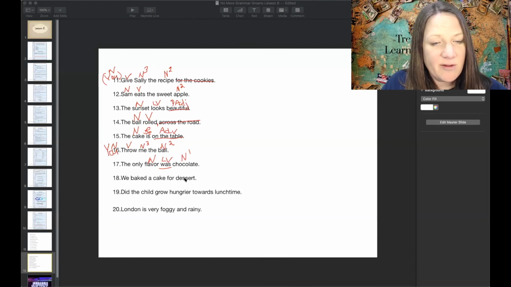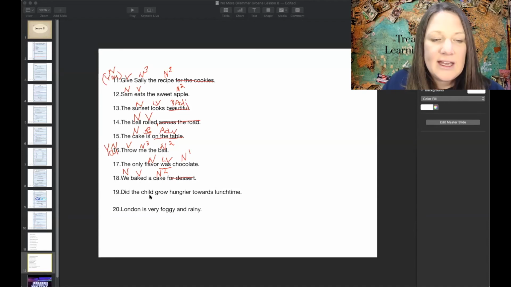Number 18, we baked a cake for dessert. Do you see a prepositional phrase? For dessert, and then we have we baked cake. The verb is the action. We is the subject. Baked what? Cake. And you can't use dessert because it's in the prepositional phrase. So we baked dessert for cake wouldn't make sense if you went noun, verb, noun 3, noun 2. We baked dessert for whom, cake? So you've got to go through and ask those questions. Say it in those ways to see if the sentence makes sense to you.